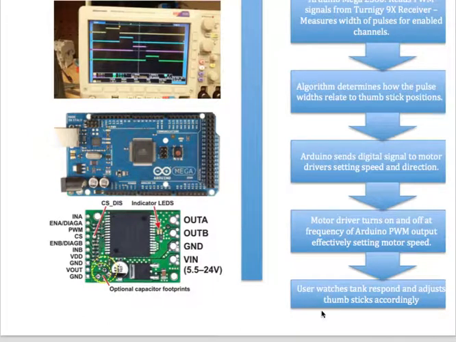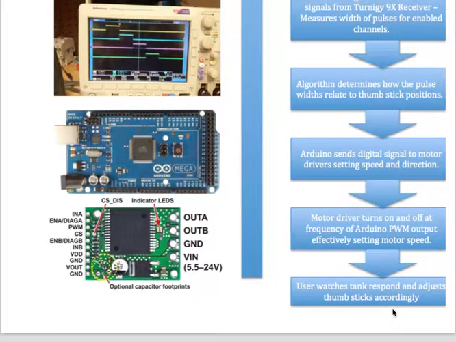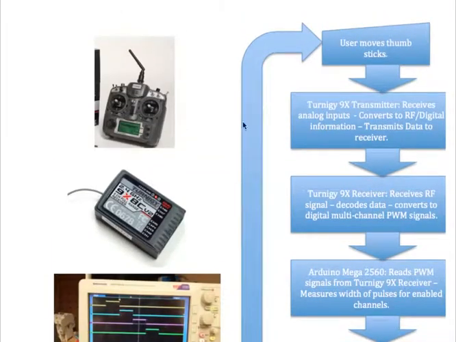And then you, the user, watch the tank respond, and then you adjust your thumbsticks accordingly. Say you're going over an obstacle or you're turning, so you move them again, and then this whole process starts back over at moving the thumbsticks, and then proceeds the same way as discussed previously.